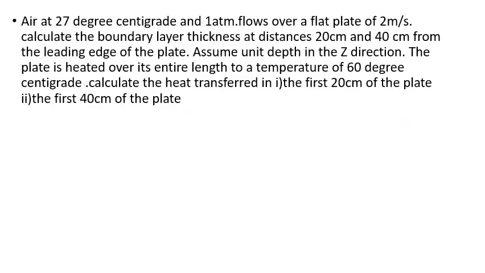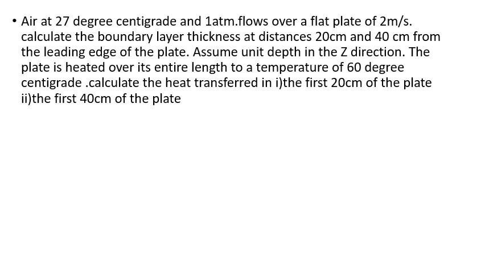In this problem, let us see air at 27 degrees centigrade and 1 atmosphere flows over a flat plate at 2 meter per second. Calculate the boundary layer thickness at a distance of 20 centimeter and 40 centimeter from the leading edge of the plate. Assuming unit depth in z direction, the plate is heated over its entire length to a temperature of 60 degrees centigrade. Calculate heat transferred in the first 20 centimeter of the plate, and second, the first 40 centimeter of the plate.